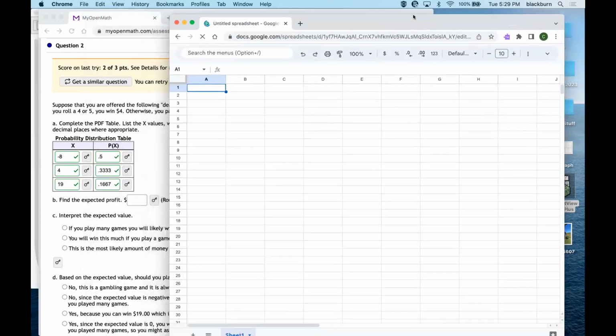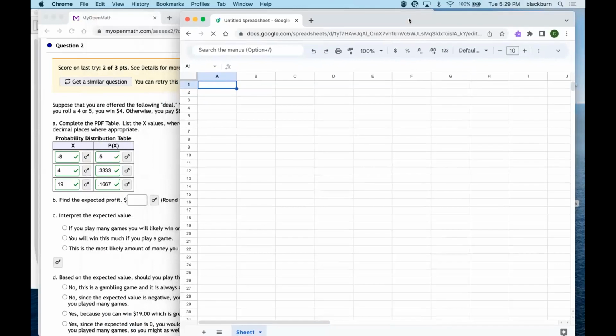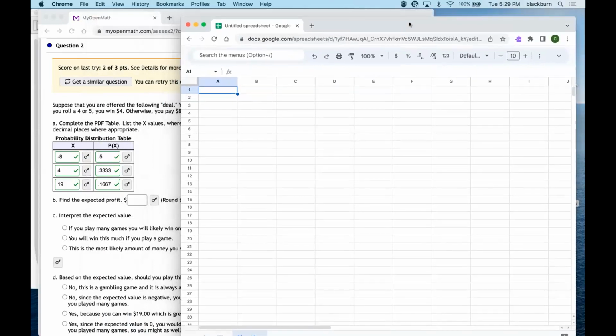Now, spreadsheets are incredibly useful in a lot of different situations that come up in math and in life in general. You can use a spreadsheet to do budgeting. You can use a spreadsheet to keep track of, I don't know, what weights you lift. It could be anything.